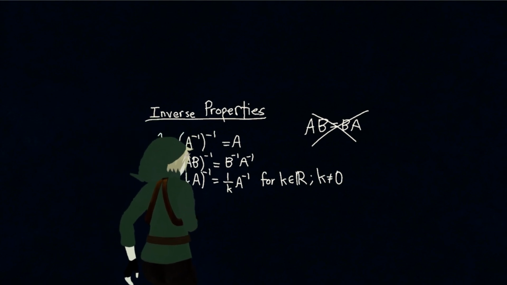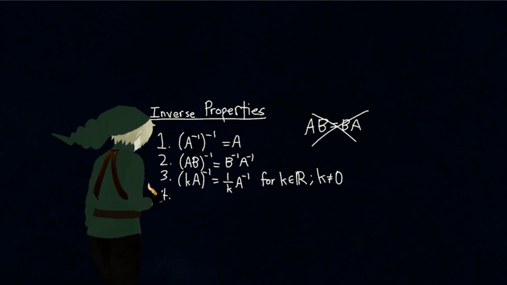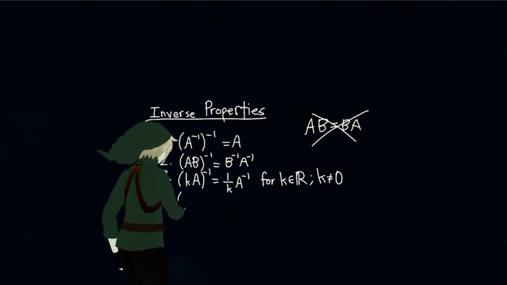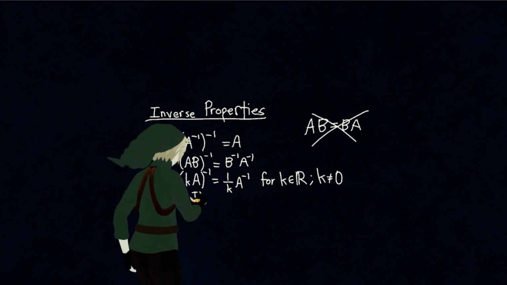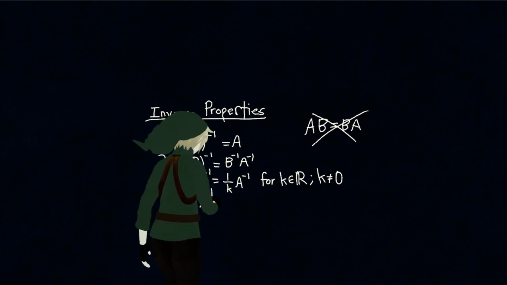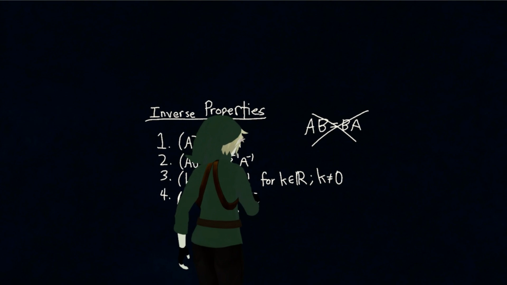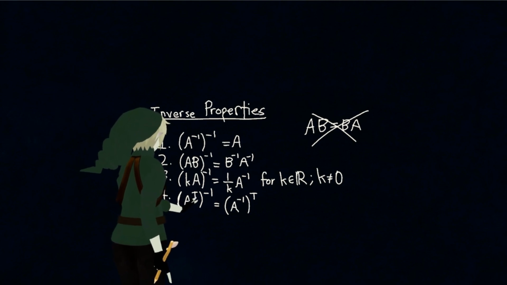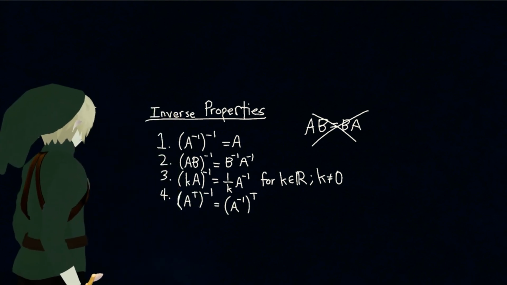Alright. Last property, number 4. Our last property is if you want to find the inverse of the transpose of A, then this is the same thing as transposing the inverse of A. So I just want to make sure: the inverse of a transpose matrix is the same thing as transposing the inverse of that matrix. And there you go.